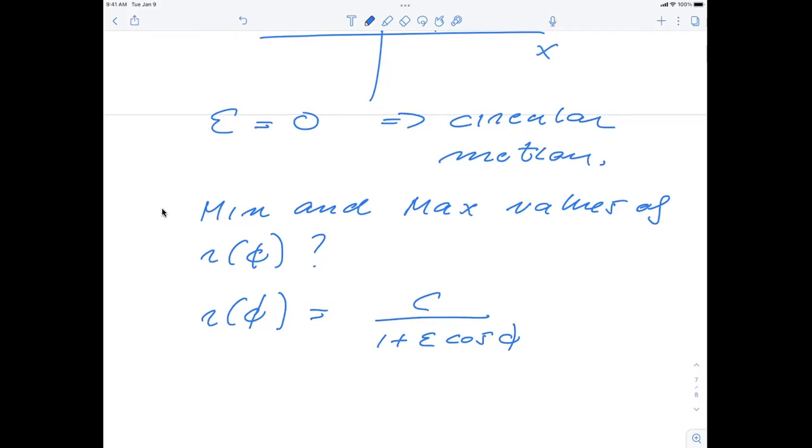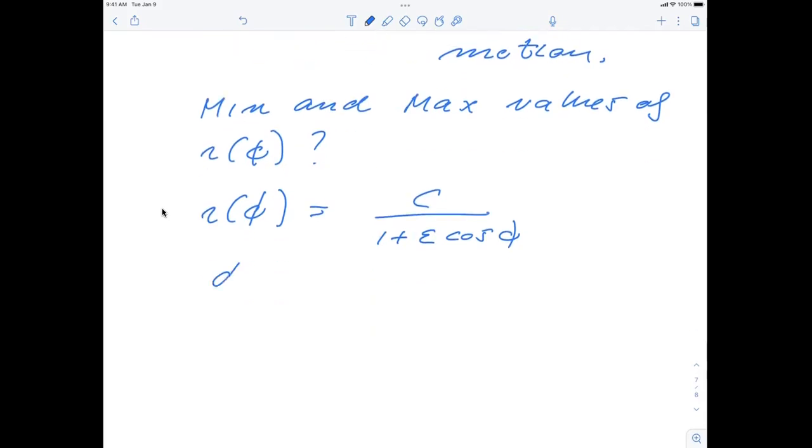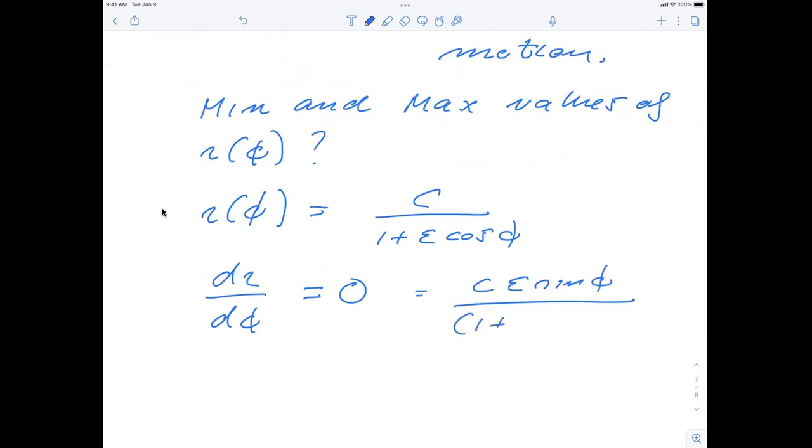So if we now take dr d phi and require that one to be equal to 0, we have to be a little bit careful here when we look at the analysis. For this one, we just take the standard rules for derivation. It's going to give us a c times a sine of phi divided by 1 plus epsilon cosine of phi, squared. Now we are going to assume that epsilon is not equal to 1. This is a special case. When epsilon is equal to 1, and we're going to see that on Friday, this is going to lead to parabolic motion.